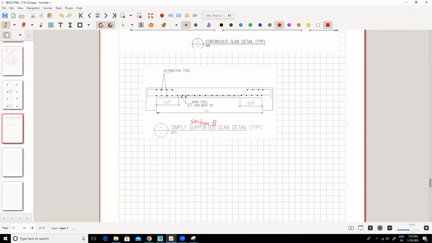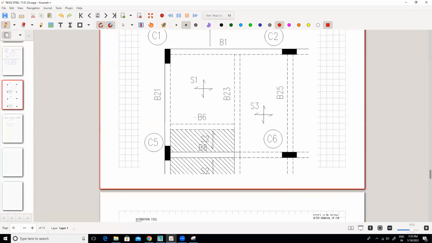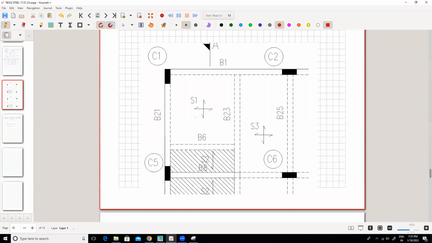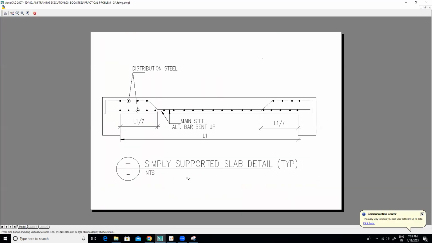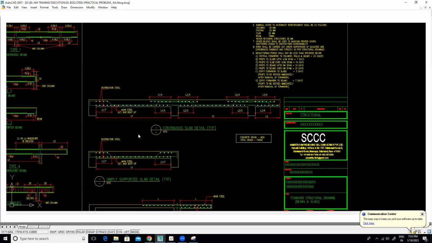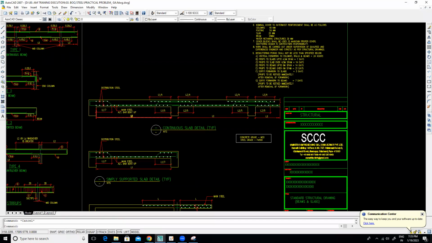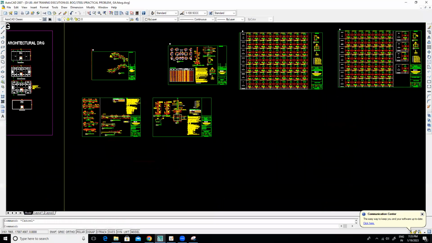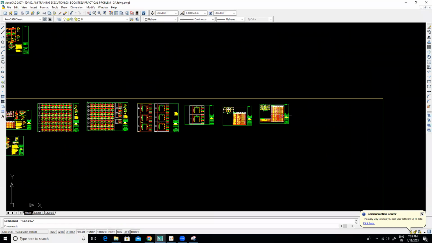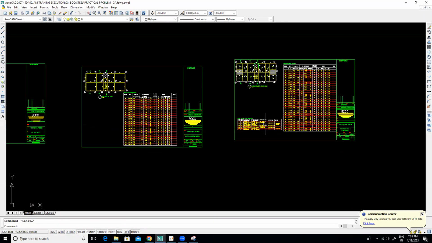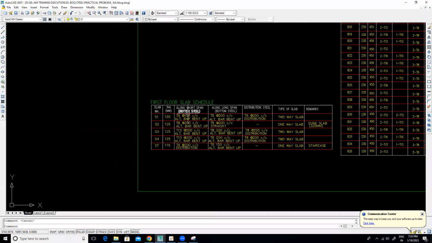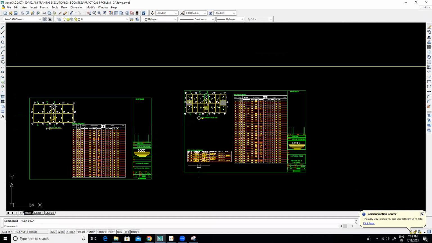Now in section BB, the question is which one is the longer span and which one is the shorter span? Because what the schedule is saying here is along long span and along short span. If you see the slab schedule, you can see over here along short span. That means you must know what is short and what is long. So let's measure the dimensions.